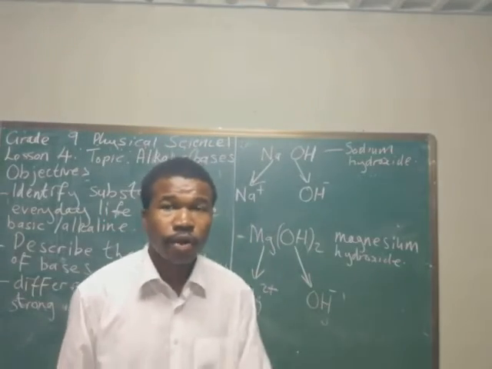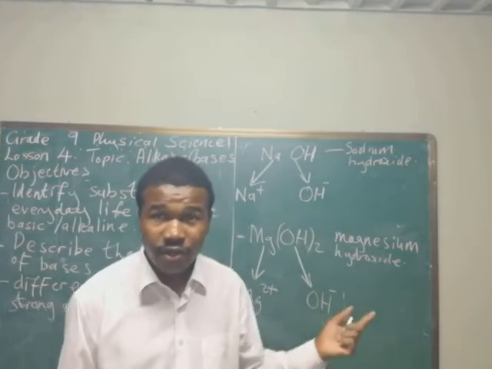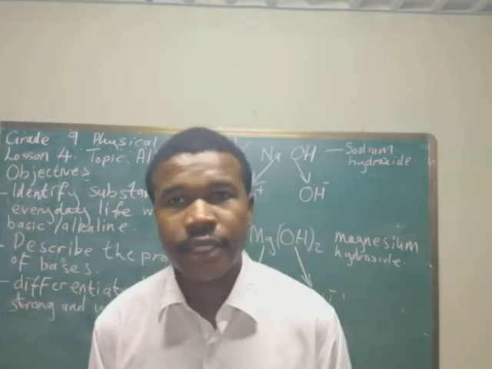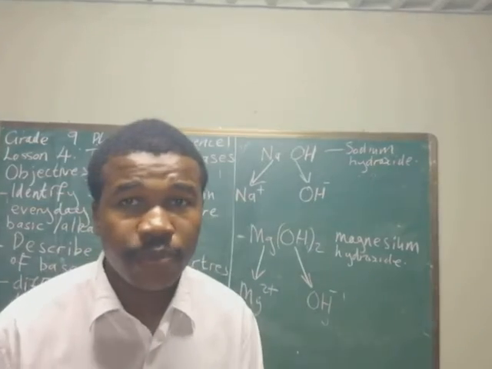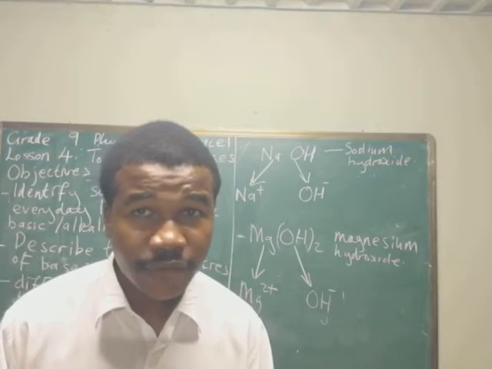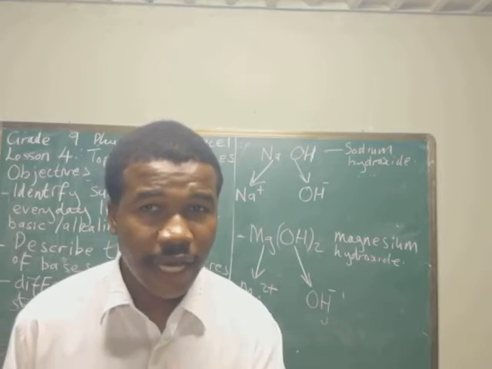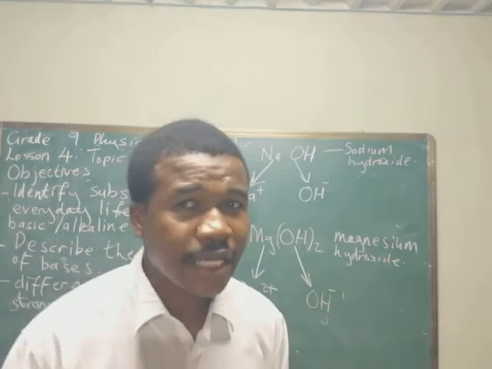Okay, so now you guys have managed to write down the formula of your sodium hydroxide, and you have been able to break it down into its constituent parts, right? The metal cation and the hydroxyl anion. I hope you were able to do that by yourself, okay? And to clearly understand what is going on.